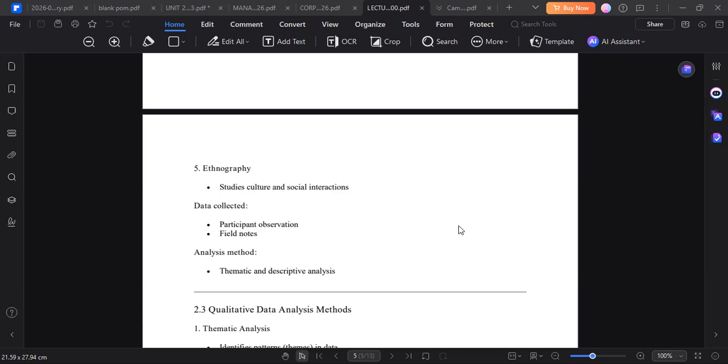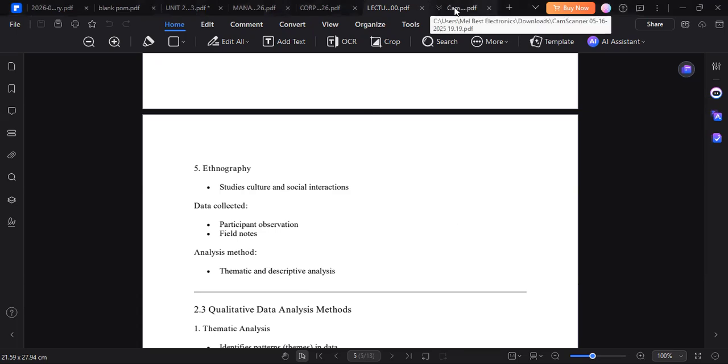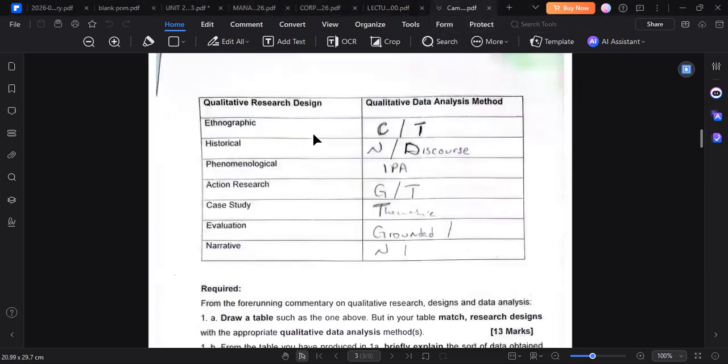So we now go back to our exam question here. We've been given a table here: the qualitative research, ethnography, historical, technological, action-based, case study, evaluation. You're being asked to identify the qualitative data analysis method. So for ethnographic, what did you say was the data analysis method?